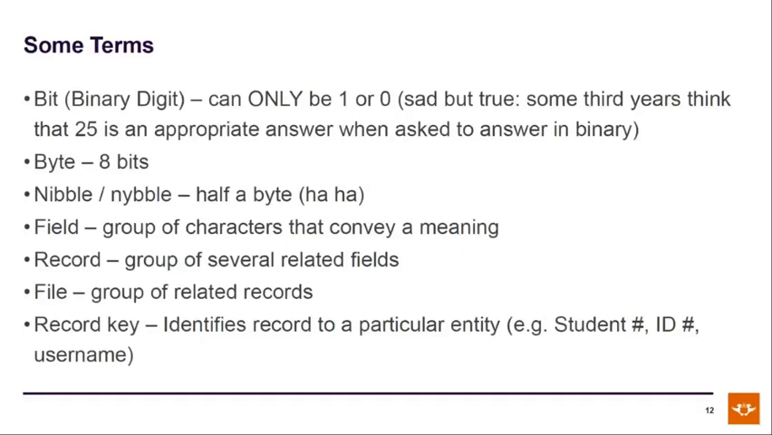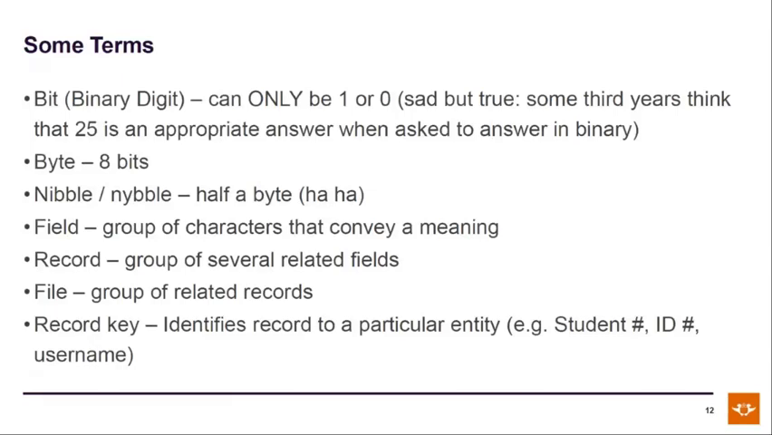Just for the fun of it. Then you've got a field, a group of characters that convey a meaning. So this is now like a string or an integer: an individual representation that has a meaning. Then you've got a record, which is a group of several related fields. If you think of an object or a class, a single record will represent an object, because it holds every single characteristic of this object. If you think of a person, it will be your name, your ID, your surname, your age, any information that needs to be stored. A file is a group of related records.